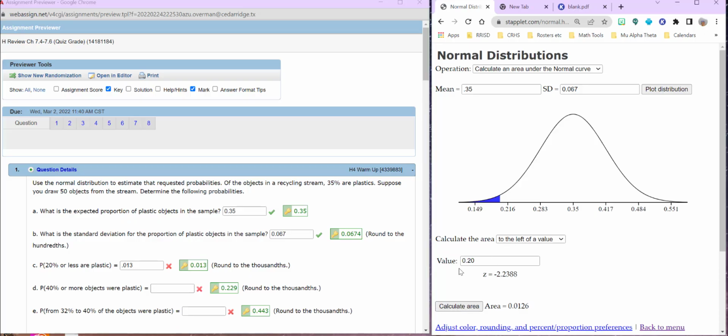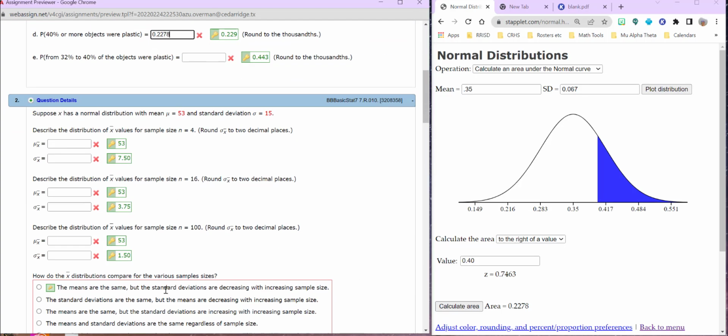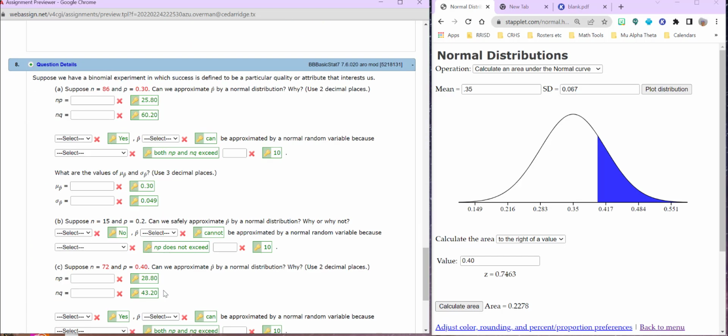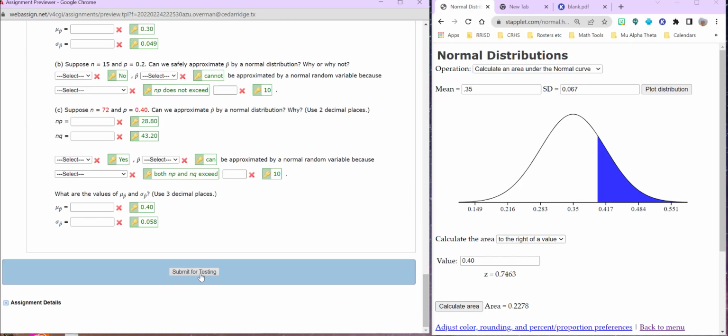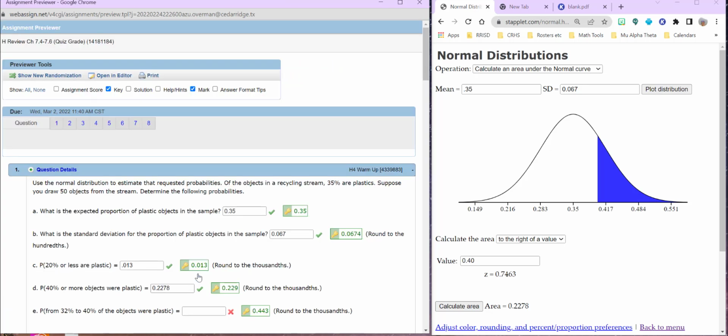So now that I know I'm good there and I need to pay attention to the rounding, I'm going to say 40% or more. So let's go to the right of a value, 0.40, calculate the area, and you get 0.2278. So I'm going to put this in, and usually my WebAssigns behave pretty well, but this is a very static question, so it may be extra picky on the answer. Oh, it took that one. Okay.